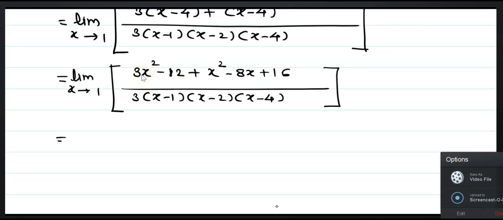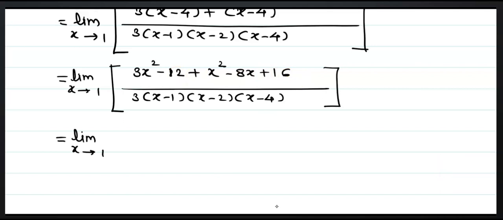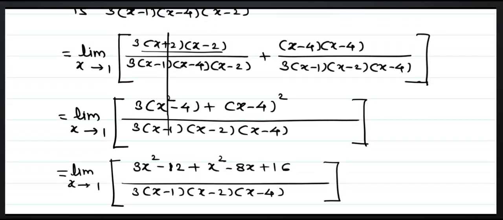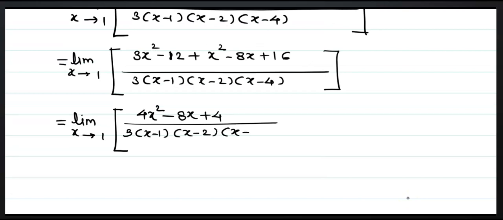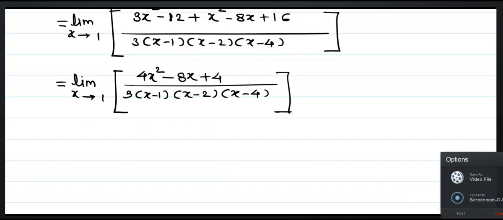Now here simplify well. 3x square plus x square, that is 4x square, minus 8x minus 12 plus 16, that is plus 4. 4x square minus 8x plus 4. And this is written in this manner. We'll take the 4 as a common. Then in bracket you will get x square minus 2x plus 1. It is a perfect square of x minus 1 bracket square.